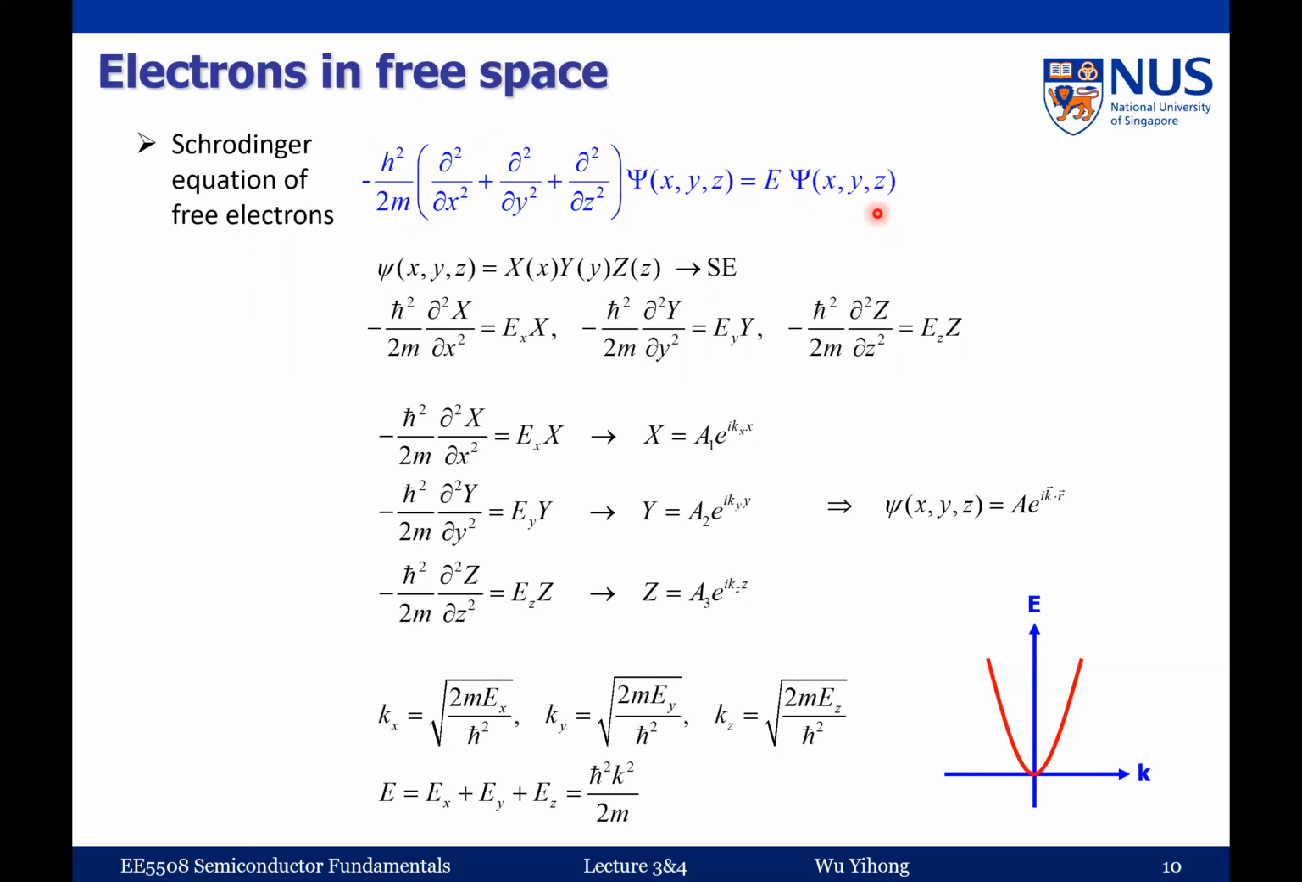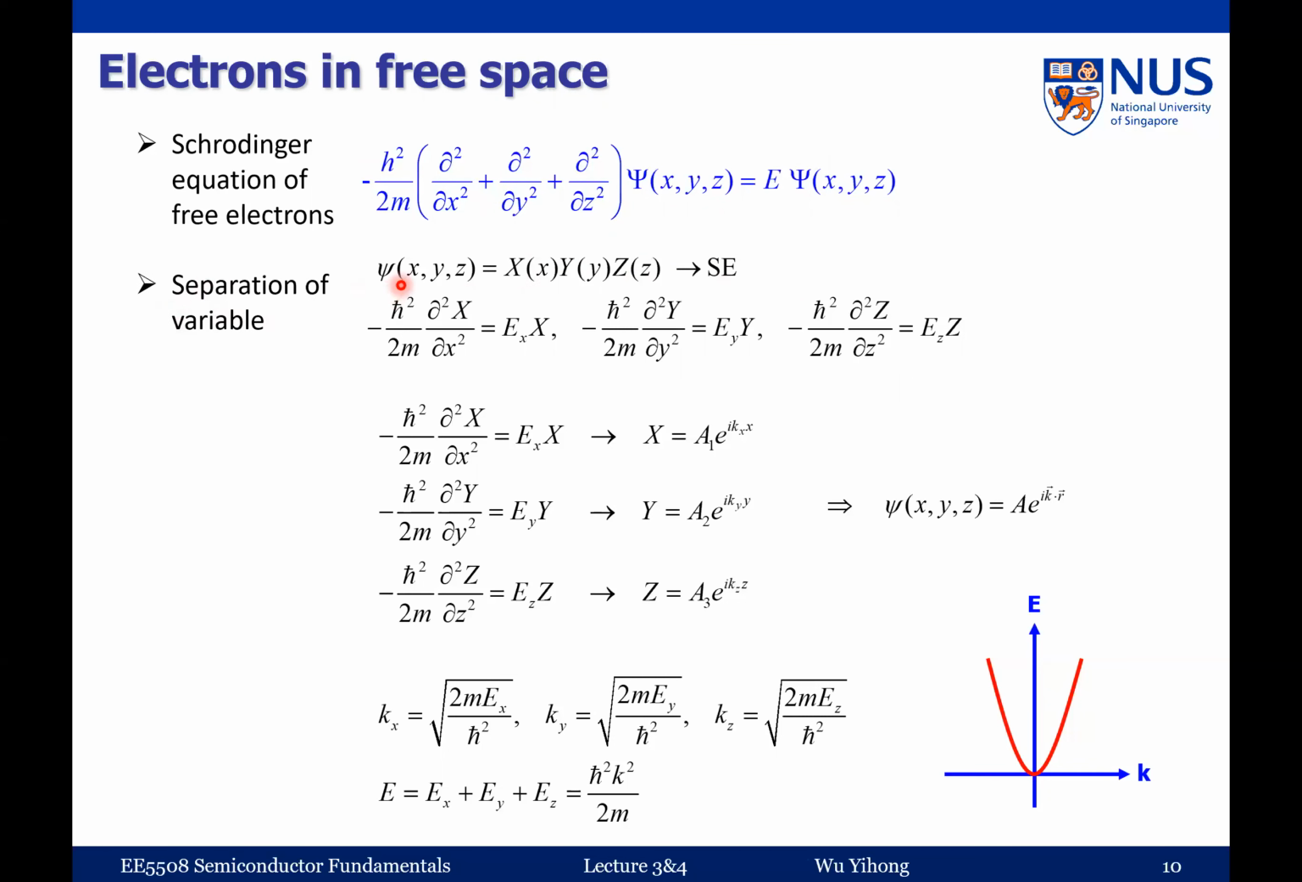To solve this, note that for the hydrogen atom we used the spherical coordinate system. But for a free electron, of course, you don't need a spherical coordinate system, as there's no spherical symmetry here, right? So the natural choice is the Cartesian coordinate system, x, y, z. In x, y, z coordinates, to solve this second order differential equation, we obviously use the separation of variables method.